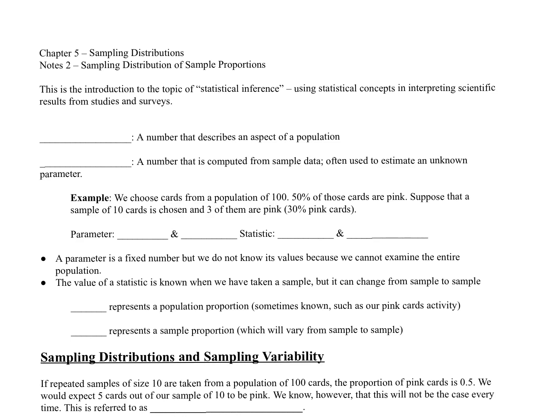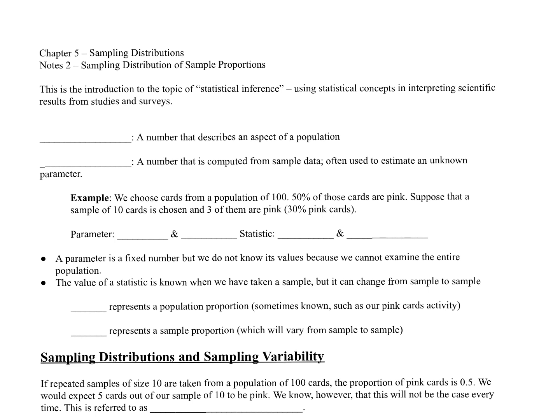So in section 2, we're going to talk about sampling distributions, specifically for proportions. We'll also talk about sampling distributions for means as well, but we're going to start off specifically talking about proportions. So what we're going to start doing is something called statistical inference. So what we're going to be doing is using statistical concepts to interpret scientific results from studies and surveys.